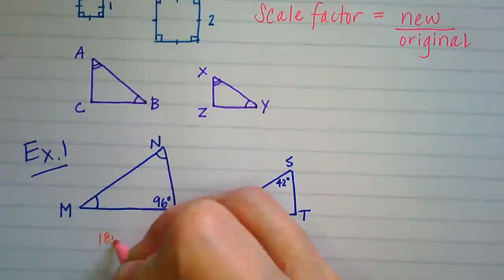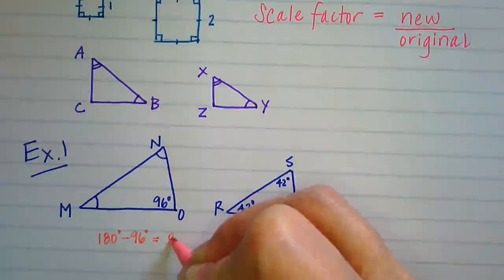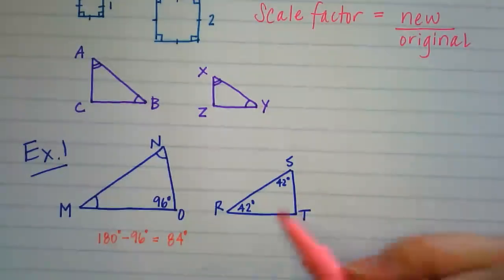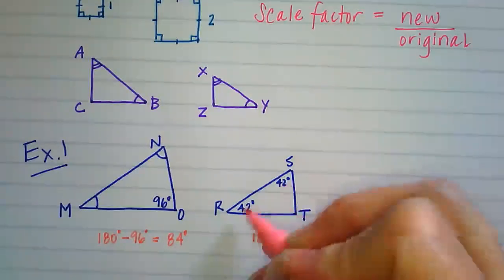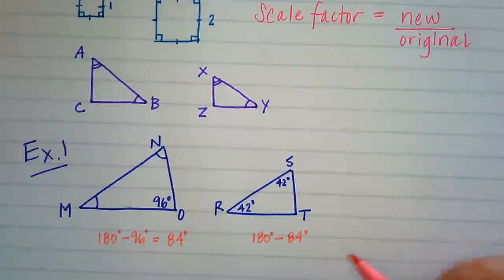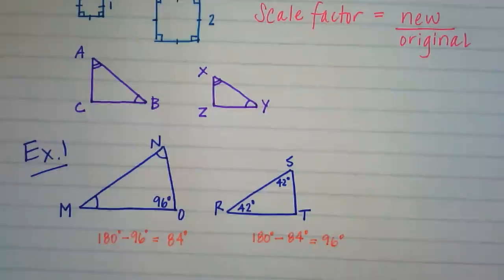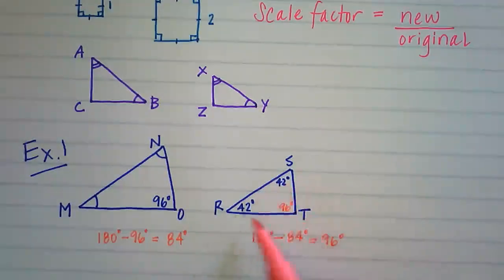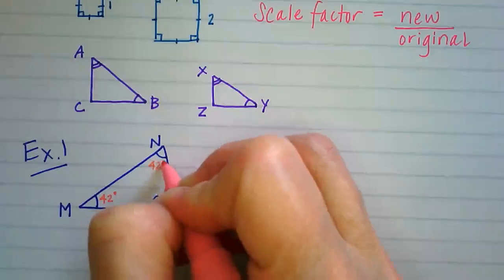So if we took 180 degrees and subtract 96 degrees, we would end up with 84 degrees that would need to be split in between 2 angles. If we look at this triangle and we know that a triangle has 180 degrees and we're going to subtract the 84 degrees that we already have, that would leave us with 96 degrees for this angle. So what we can do by just simple math is identify that these angles right here would be 42, 42, 96. These angles in this triangle are going to be 42, 42, and 96 as well.